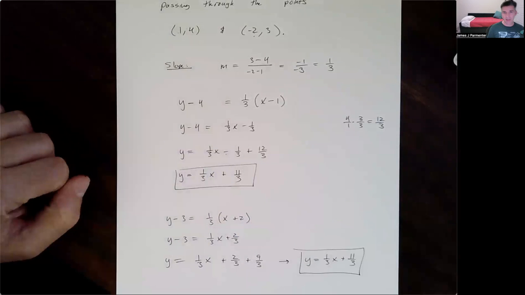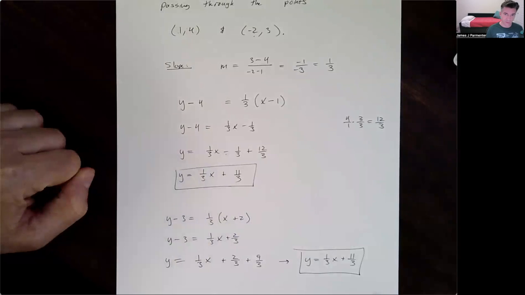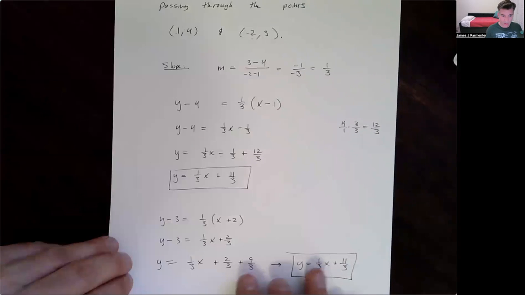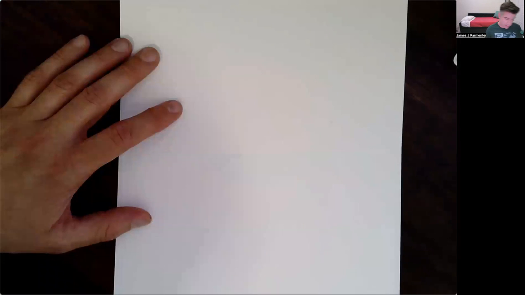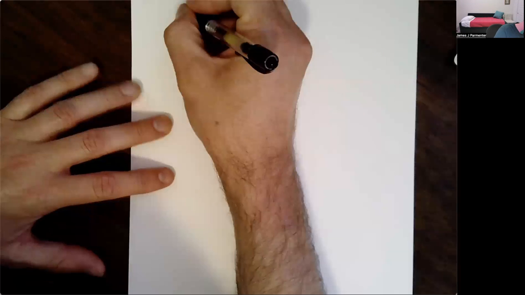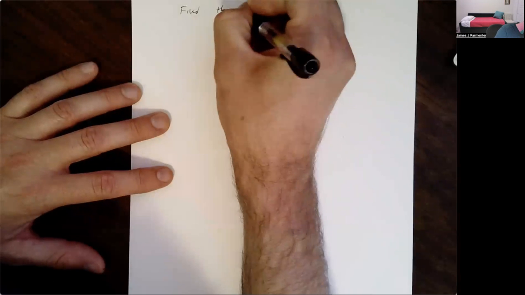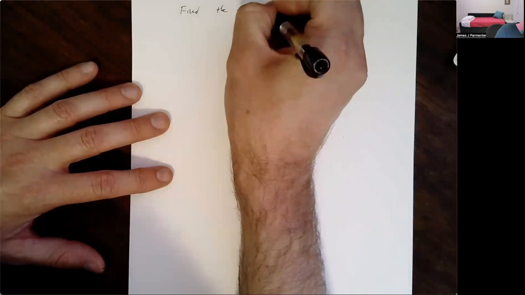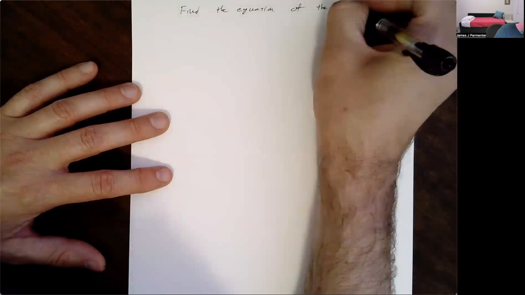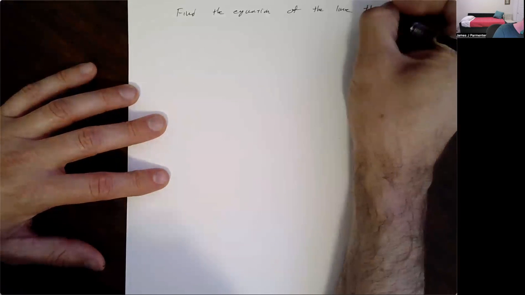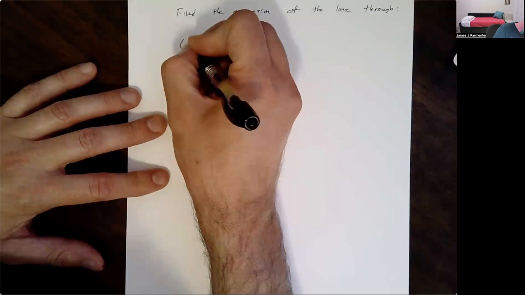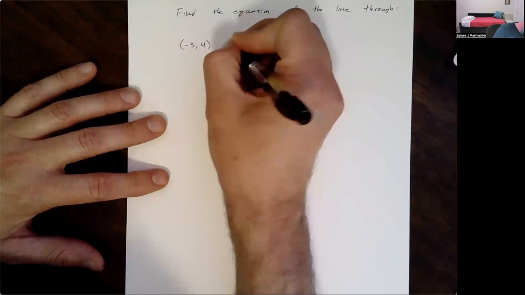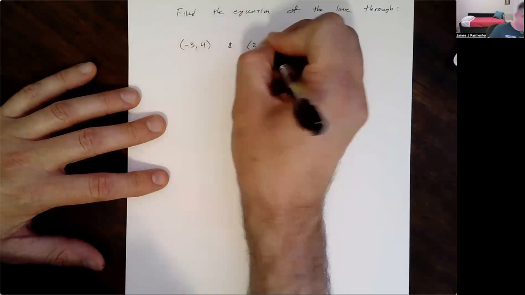Let's do a couple more. Actually, let's look at a couple weird ones, and then we'll do a couple more normal ones. So there's two kind of weird situations which correspond to having a vertical line or a horizontal line. So for example, if I said, find the equation of the line through the points, let's just say the first one will be -3, 4 and 2, 4.